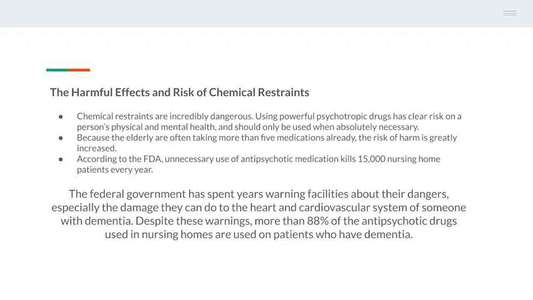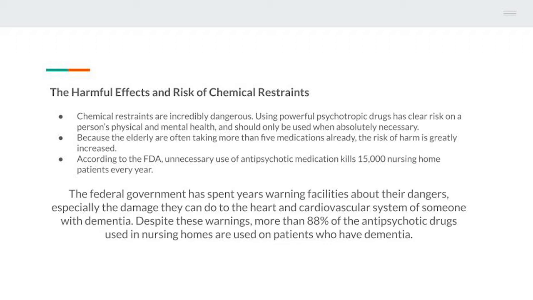According to the FDA, unnecessary use of antipsychotic medication kills 15,000 nursing home patients every year. And the federal government has spent years warning facilities about their dangers, especially the damage they can do to the heart and cardiovascular system of somebody, especially in dementia. But despite these warnings, more than 88% of the antipsychotic drugs used in nursing homes are used on patients who have dementia.